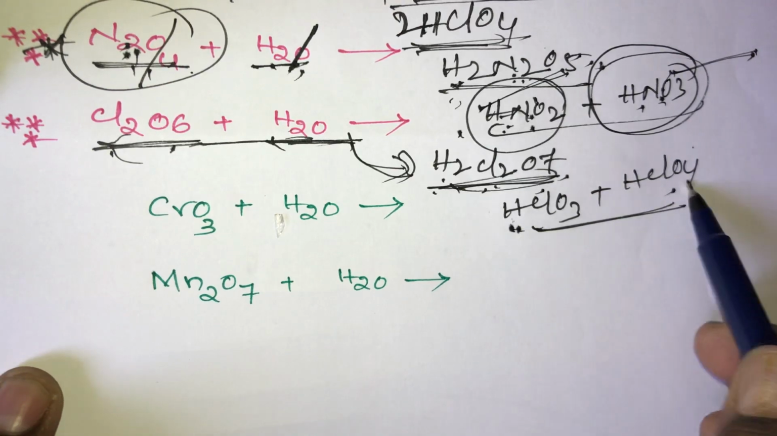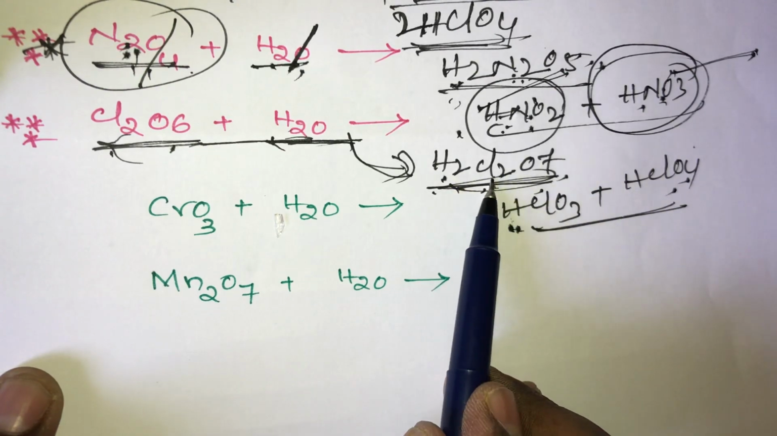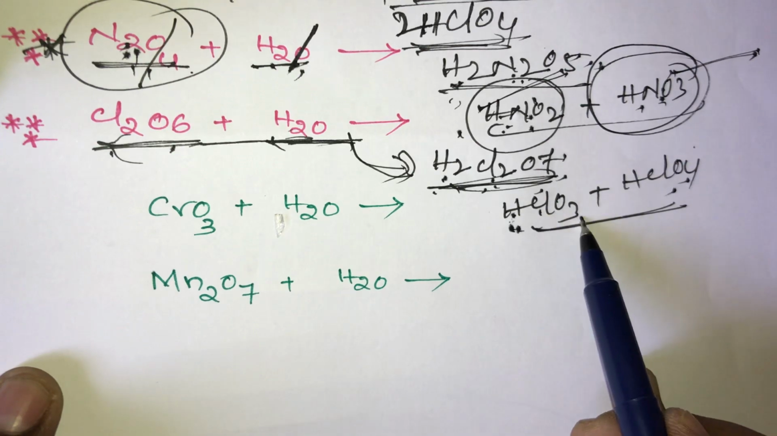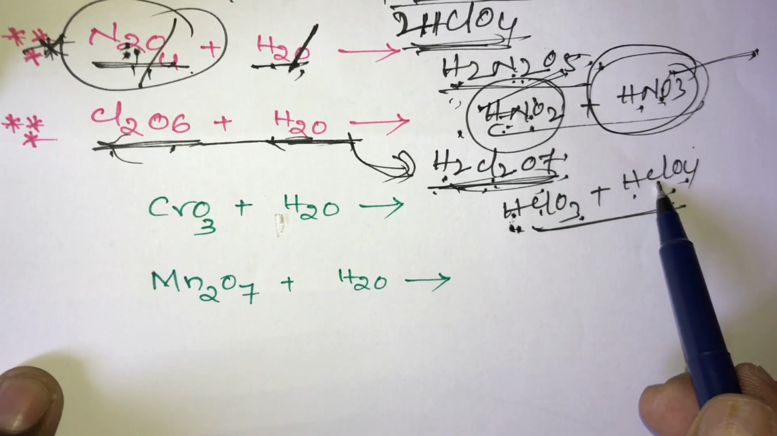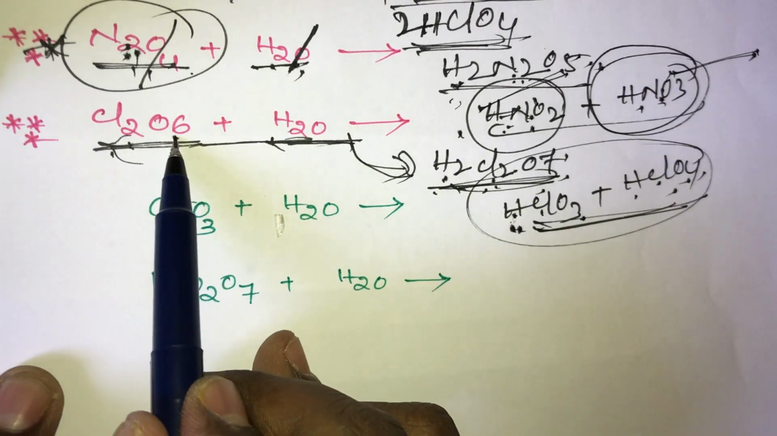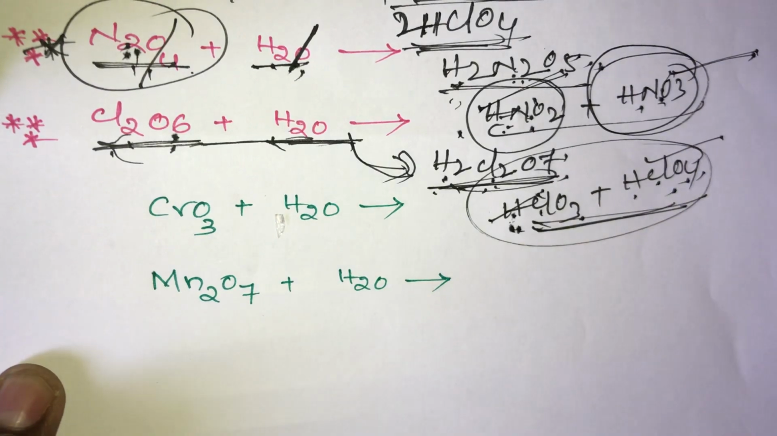HClO3 and HClO4. Total number of hydrogens here, 2 hydrogens are there, 2 chlorines are there, 7 oxygens are there. So here 1 hydrogen, 1 chlorine, 3 oxygen. Here also 1 hydrogen, 1 chlorine, 4 oxygen. Total 7 oxygens. Cl2O6 is the mixed anhydride of HClO3 and HClO4. It is also very important, students.